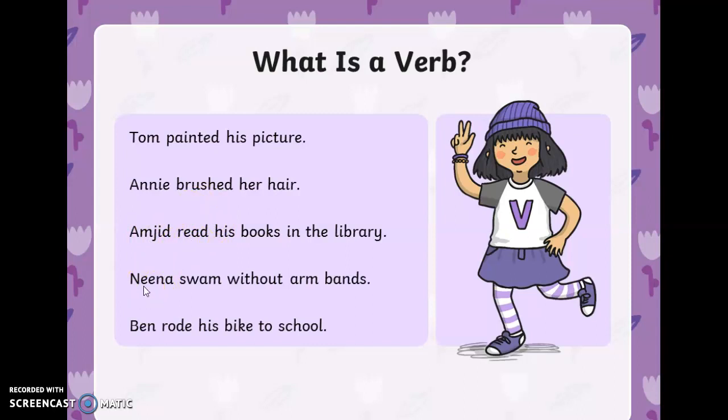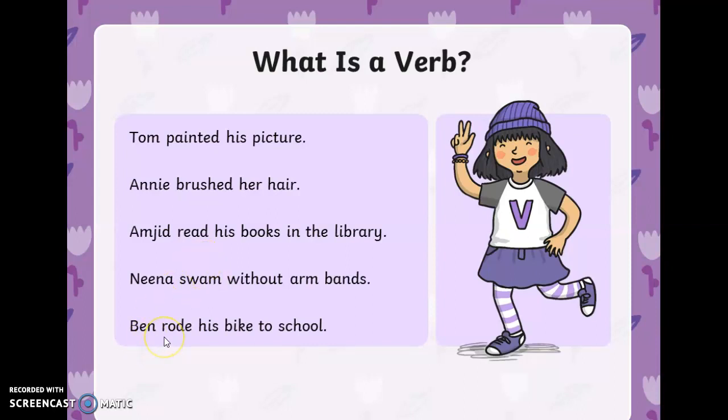Let's look at our fourth sentence. Nina swam without armbands. Can you try and find the action word here, the verb, the word that tells us what somebody is doing or what is happening? The word swam is a verb. The word swam is an action word. It is a doing word.